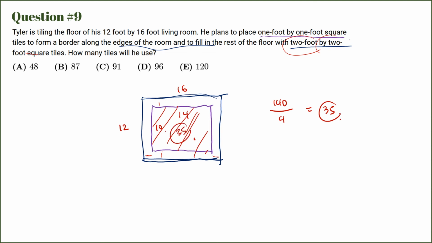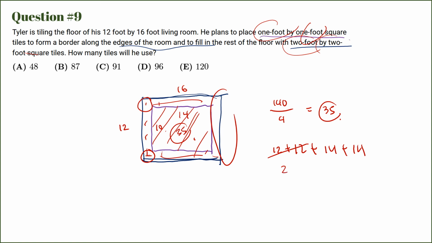And to tile this border, he uses, let's just count it out because this is a 1-foot by 1-foot, so it's essentially the same. So that will be 12 for this entire length, plus 12 for this entire length, plus 14 and 14. So 14 plus 14, that would be 24 plus 28. That equals 52. So in total, he uses 87 tiles because that's 35 plus 52.